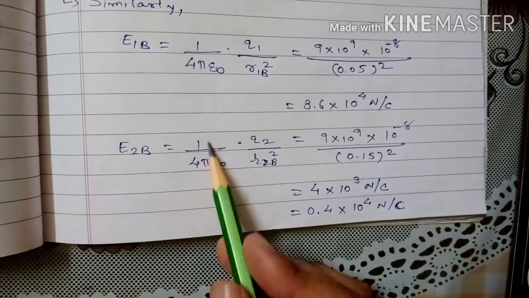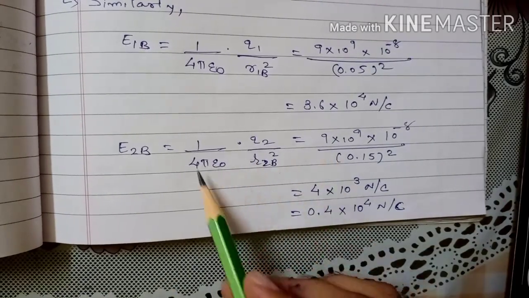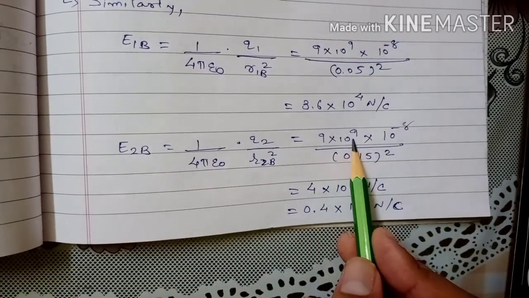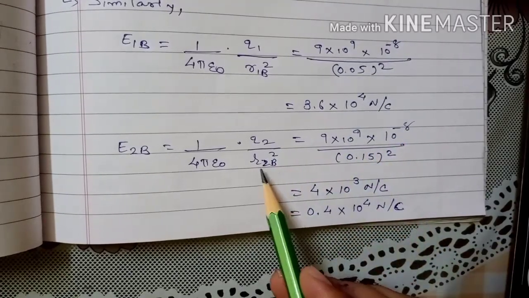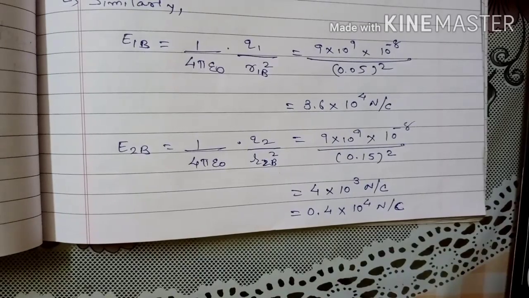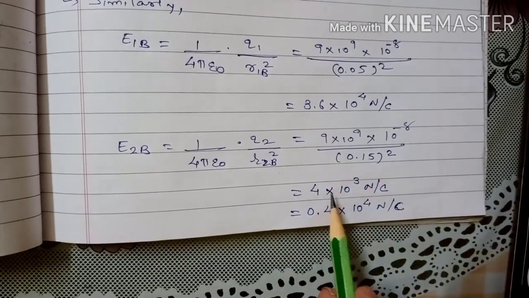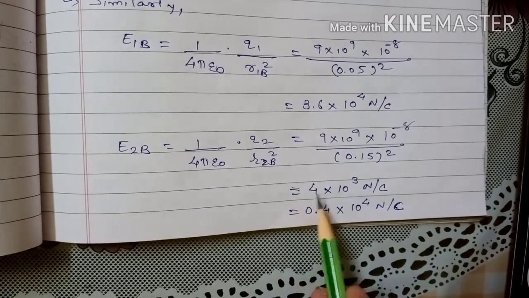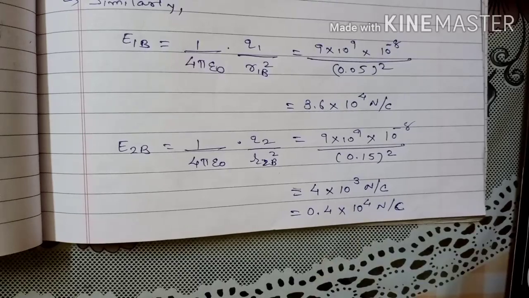E2B is 1 upon 4 pi epsilon naught Q2 upon R2B square. 1 upon 4 pi epsilon naught is 9 into 10 raised to 9. Q2 is 10 raised to minus 8; we have to take the magnitude. R2B, that is the distance of the second charge from point B, is 0.15 square. If you solve this, its value will be 4 into 10 raised to 3 Newton per coulomb.